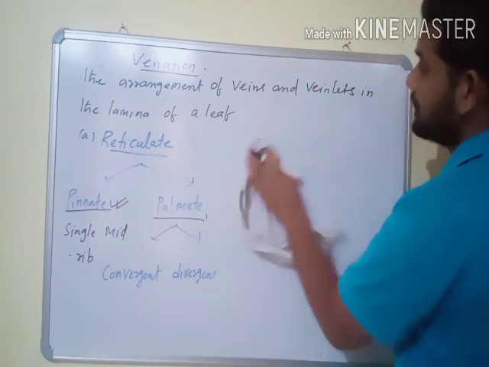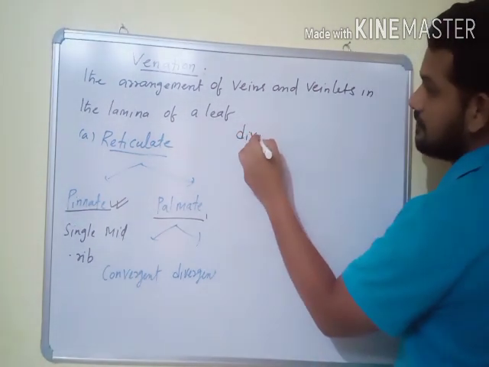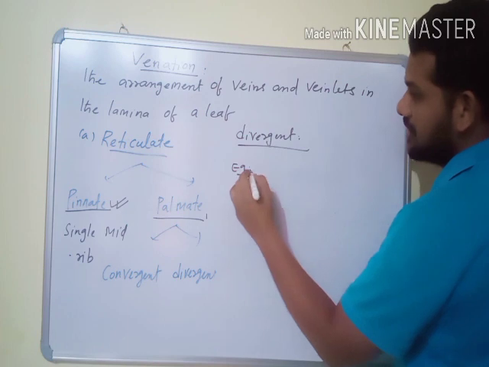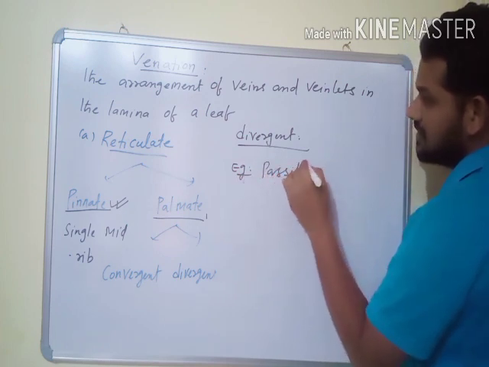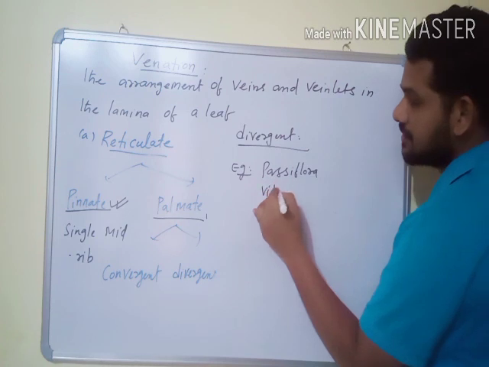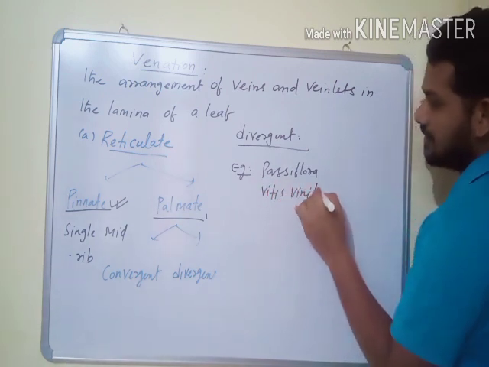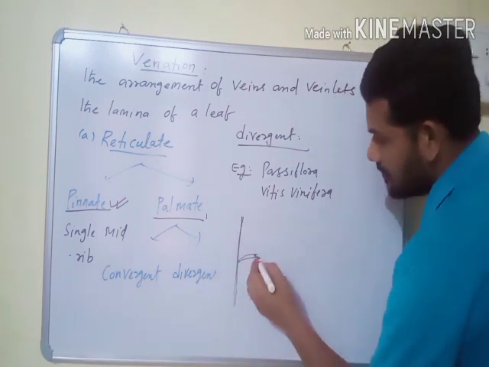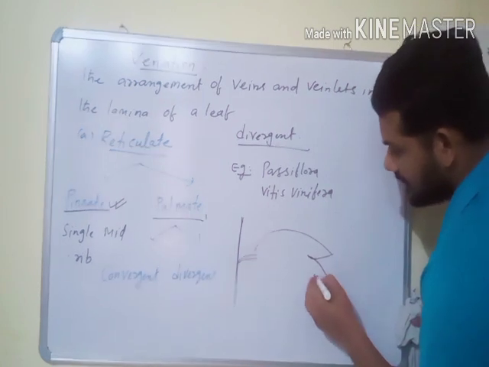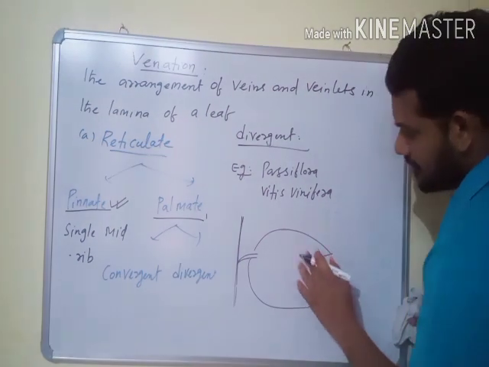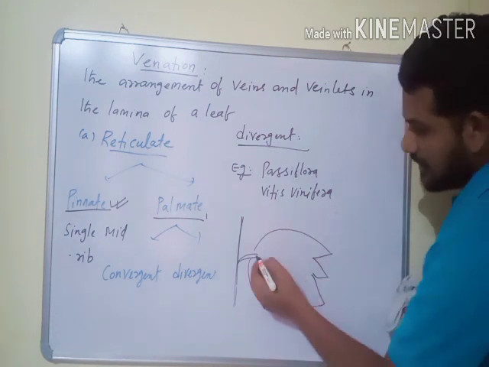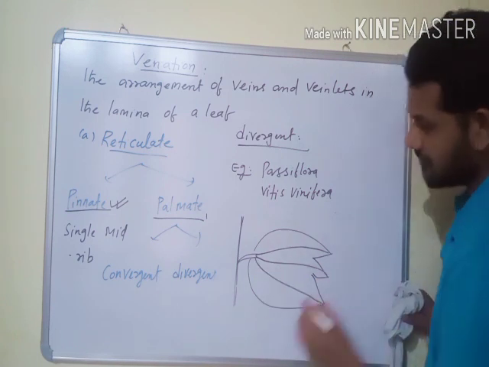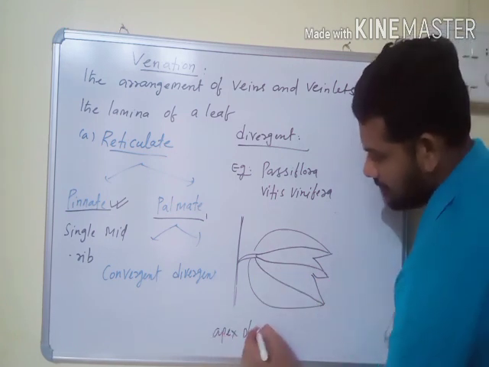And the second type of palmate is called divergent. In divergent palmate reticulate venation, again the lamina has many midribs, and the best example is Passiflora. And one more example is Vitis vinifera. Vitis vinifera is the scientific name of grapevine, and this diagram is of Passiflora. Here the lamina is divided into lobes, and it has many midribs, and each midrib runs from the base to the apex of the lobes.